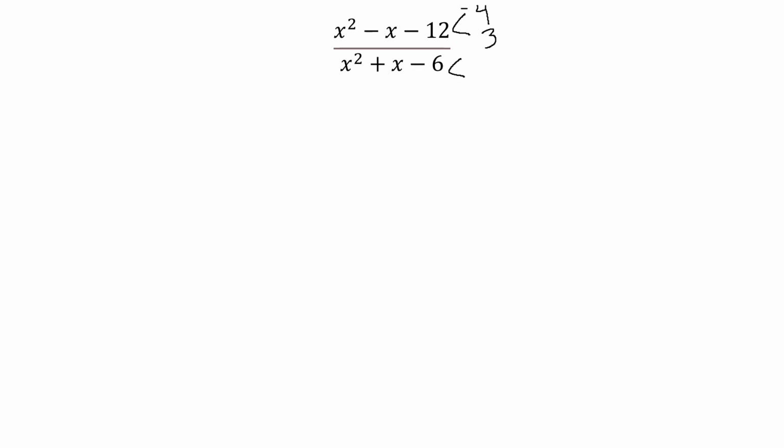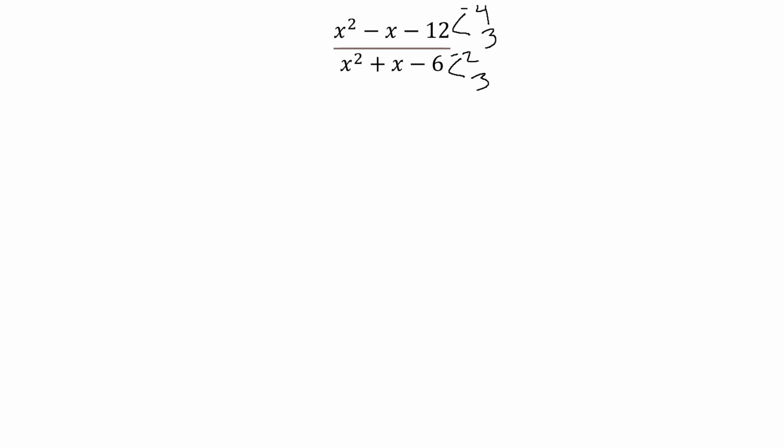6. How do I get to 6? Well, I can do 1 and 6. That's not going to get me to 1. Or I can use 2 and 3. And to get to a positive 1, I would need a negative 2. So 6. Negative 2 times 3 is negative 6. Negative 2 plus 3 is positive 1.